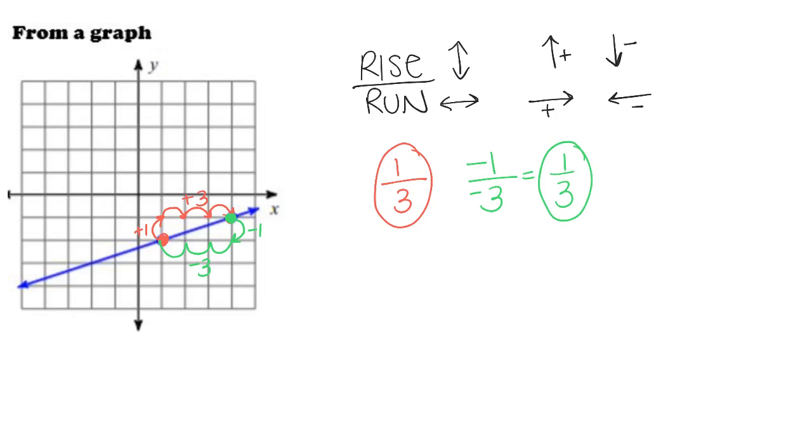If you didn't like any of the points, or if their points were not given on the line, you just want to find a nice point that is somewhere on the line and crossing one of these nice little corners. You can really use any nice point on the line in order to count rise over run.